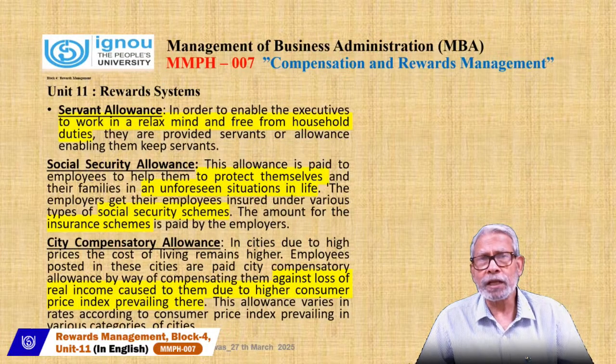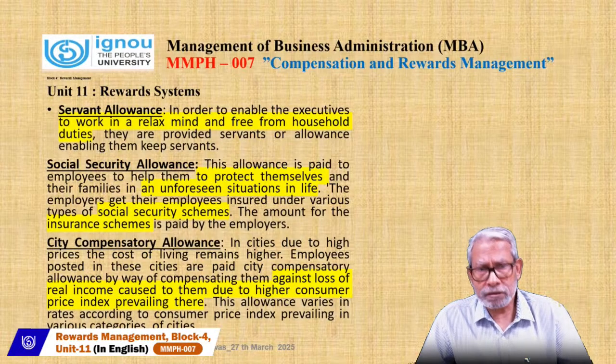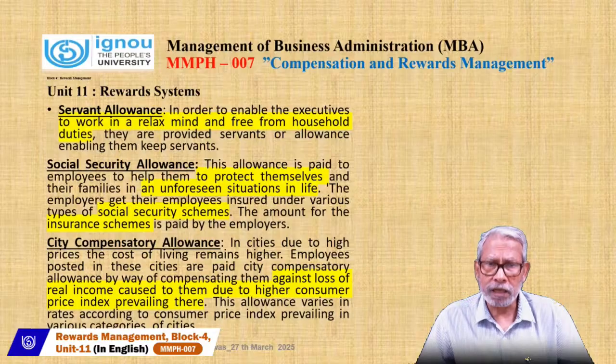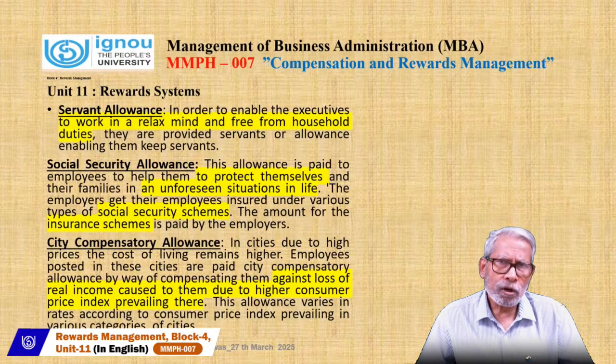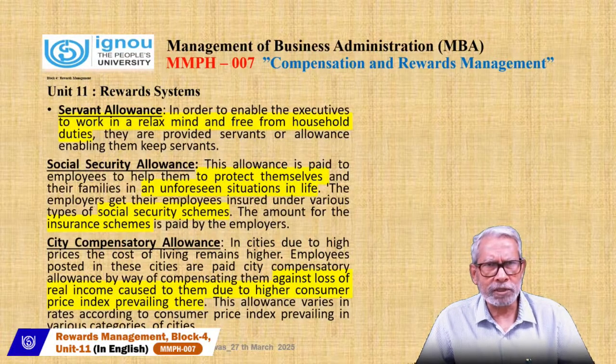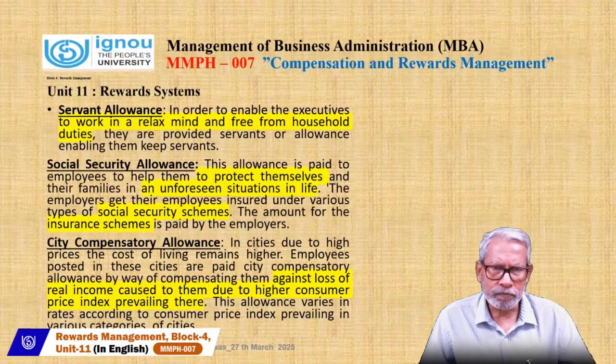Then city compensatory allowances. In cities, due to high prices, the cost of living remains higher. As we know, in most of the metros or big cities, the cost is high. To compensate for this, you have to give some CCA. It may be 2%, 5%, 10%, depending on the cities and their living styles.